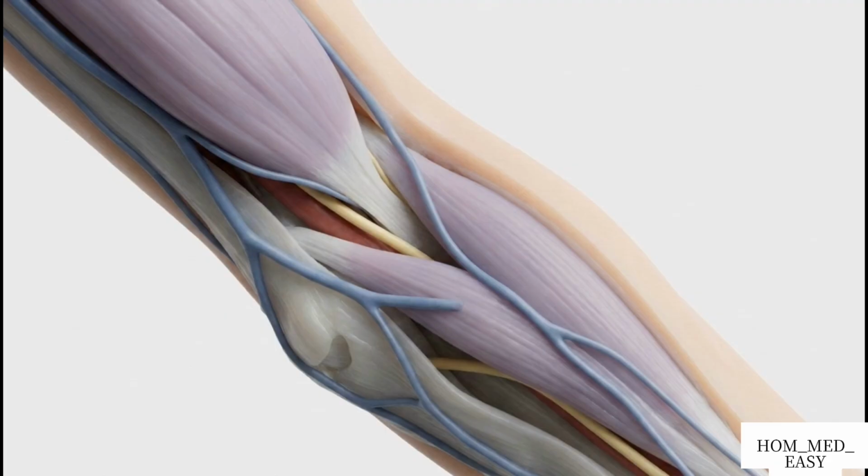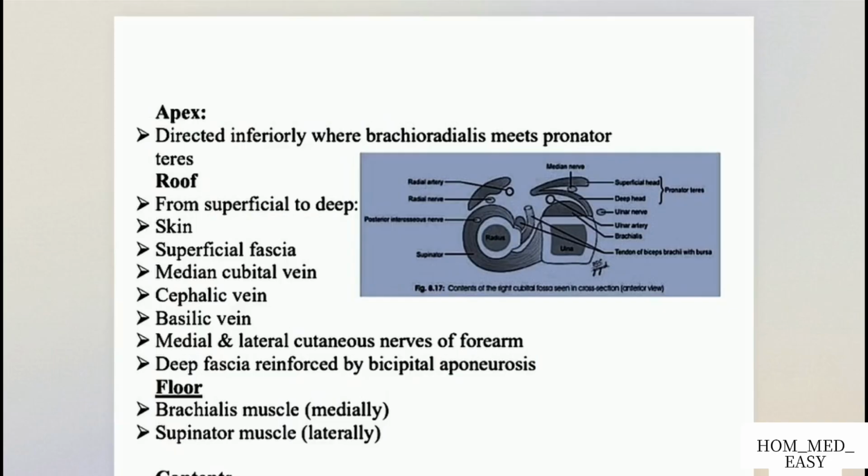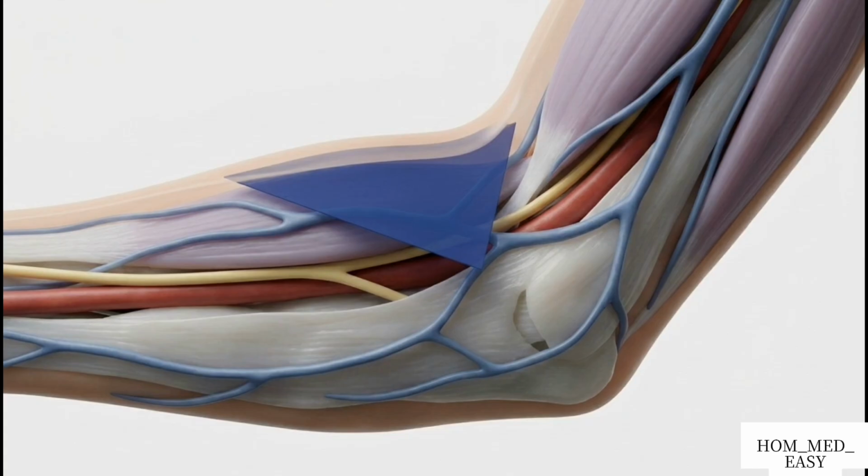To build this three-dimensional map, we start at the widest geometric boundaries and work our way inward. The overall shape is a triangle pointing downward. As noted here, the inferior apex is formed exactly where two major forearm muscles, the brachioradialis and the pronator teres, converge and meet. Closing off the top of this triangle is the roof. This is the superficial interface located directly beneath the skin.